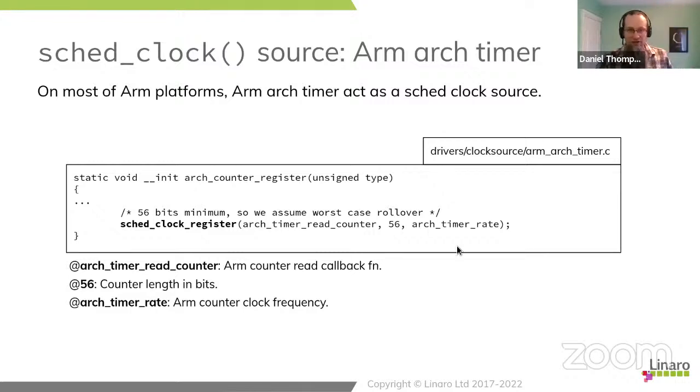Oh, things are out of order here. So this is the ARM architecture timer just registering itself as a scheduler clock as well. Having said that the ARM architecture timer provides a good quality scheduler clock, it does also register the scheduler clock in this case. So again, on ARMv8 systems, the main clock source and the scheduler clock source will actually be the same timer, but it's not mandatory.